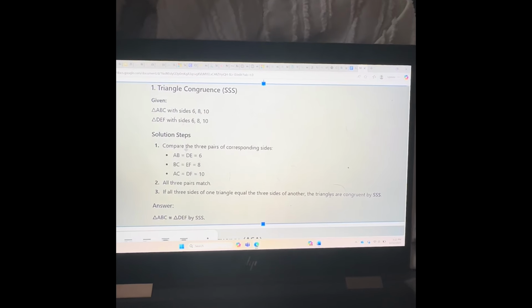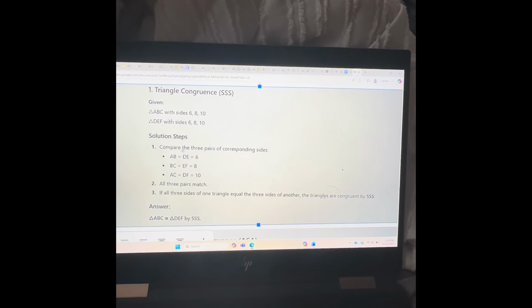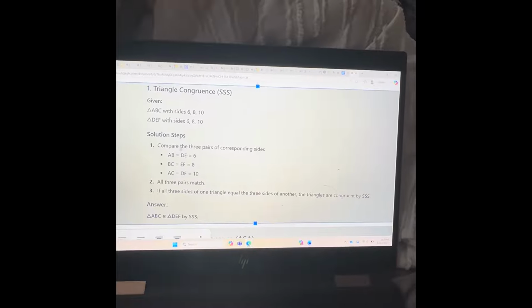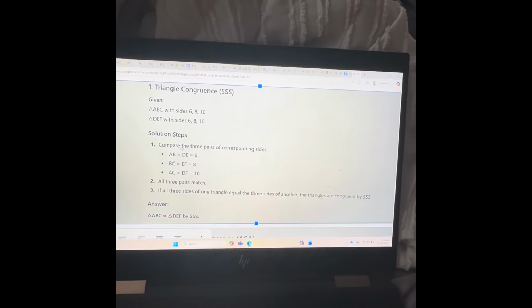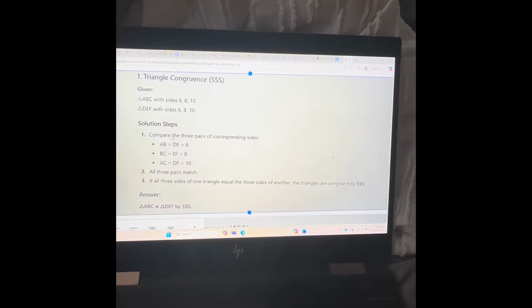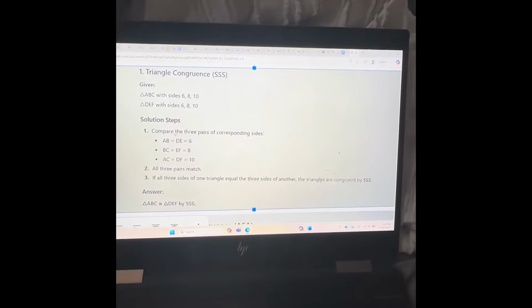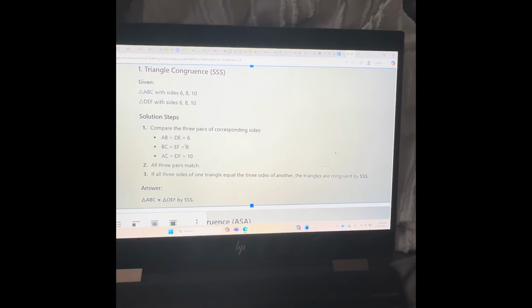Okay, so number one, we have our triangle congruence, and we're using the side postulate. What we have given is ABC with sides 6, 8, and 10, and DEF with sides 6, 8, and 10. Our solution steps are going to be: compare the three pairs of corresponding sides. So AB equals DE equals 6, BC equals EF equals 8, and AC equals DF equals 10. We can see that all three pairs match. If all three sides of one triangle equal the three sides of another, the triangles are congruent by SSS. So ABC equals DEF by side-side-side.